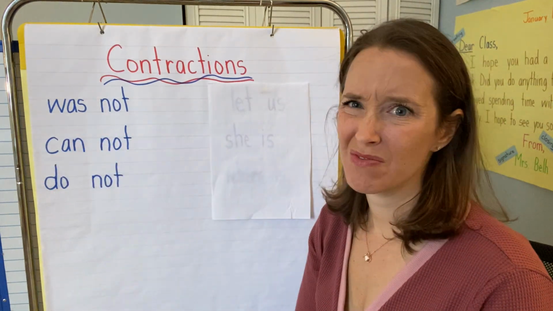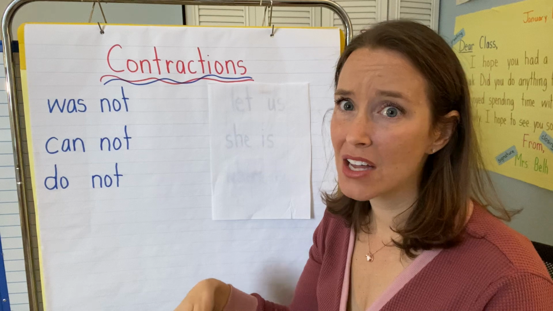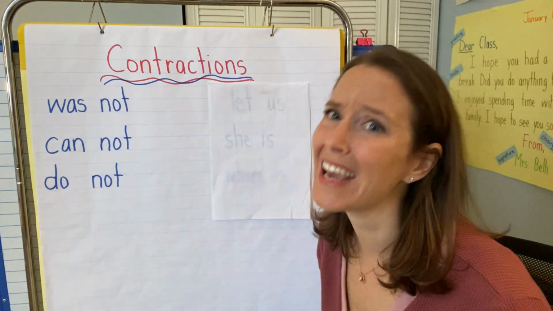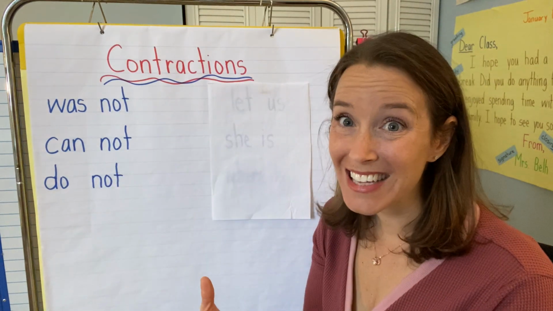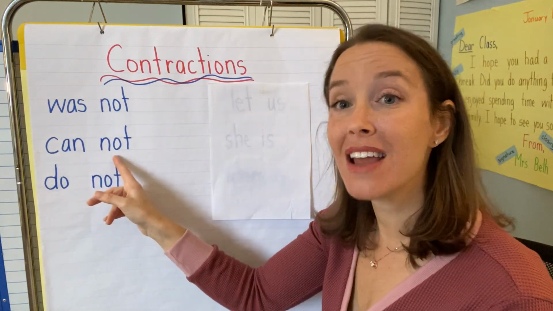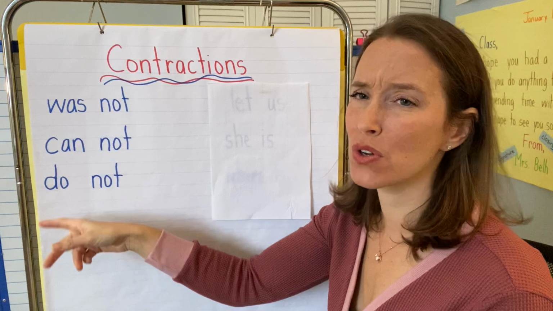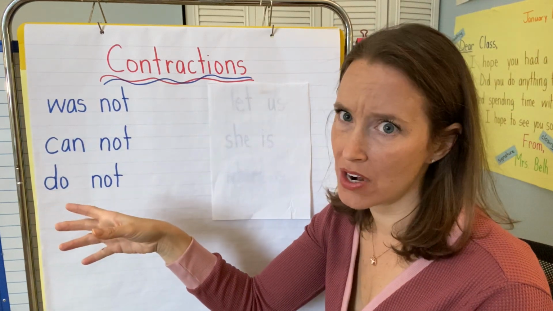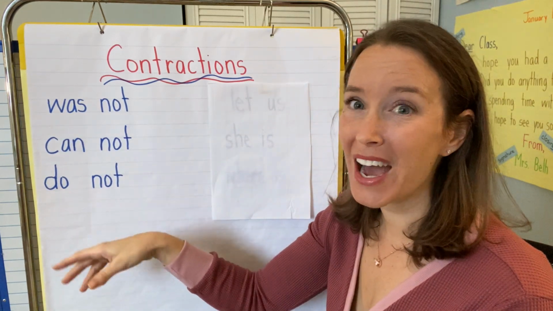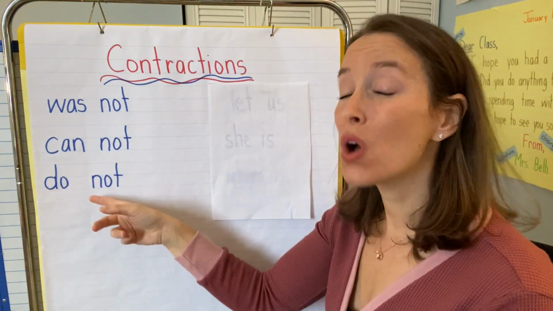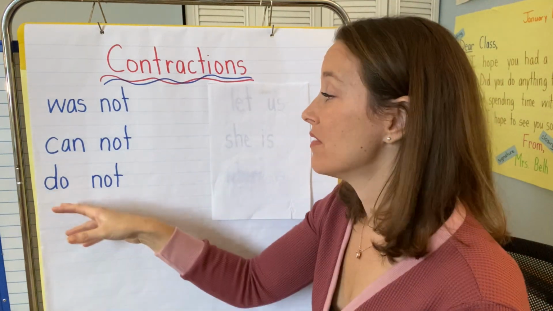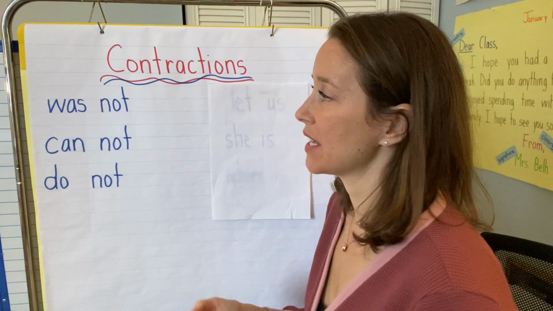Sometimes most of you don't say, I cannot do it. Most of you go, I can't do it, right? Can't is the same thing as cannot. It's just a shortened form. Same thing. Most of you don't say, I do not know that. Instead, you say, I don't know that, right? Don't is a shortened form of do not. So I'm going to show you what that looks like.